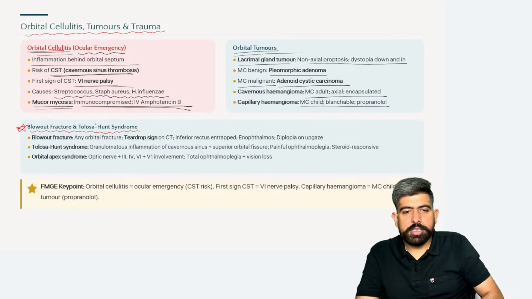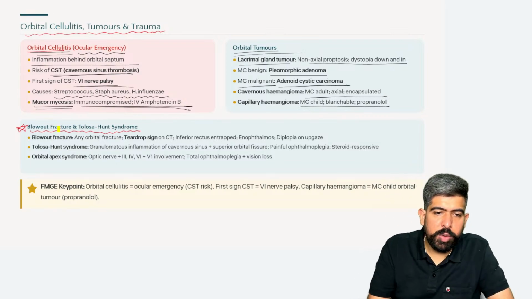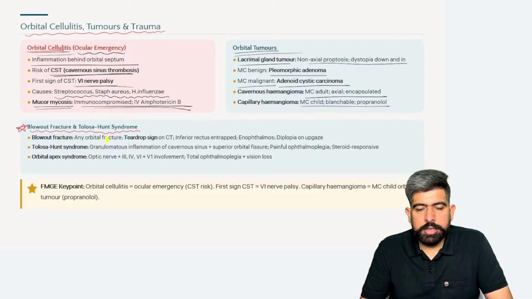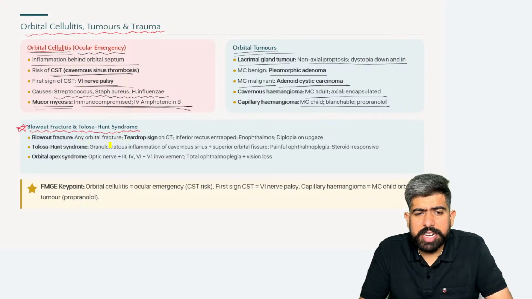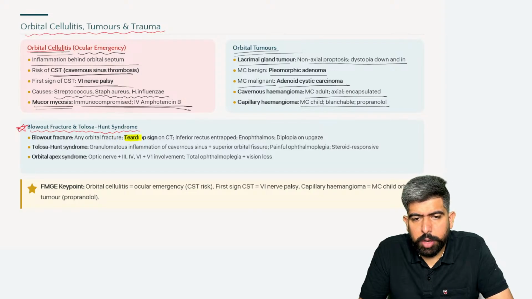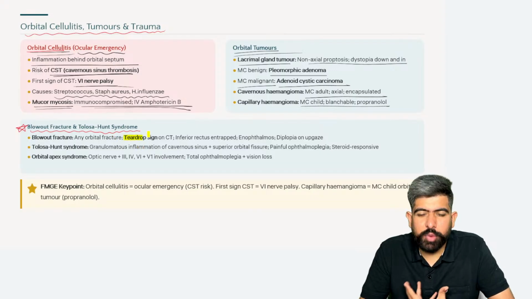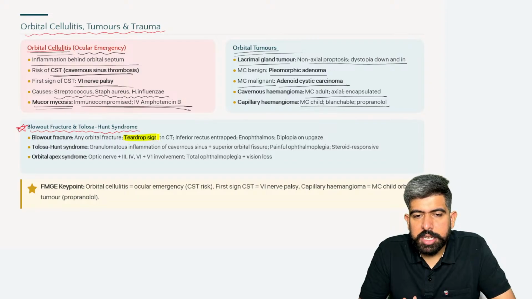Okay, so first of all, let's talk about the blowout fracture. In the blowout fracture, the orbital floor will get fractured, right? Any orbital fracture will be called a blowout fracture, and commonly it is the floor fracture that is seen. The teardrop sign will be seen on the CT scan.